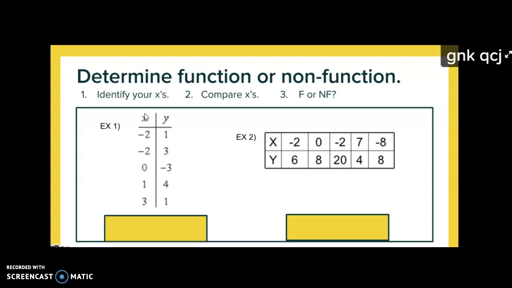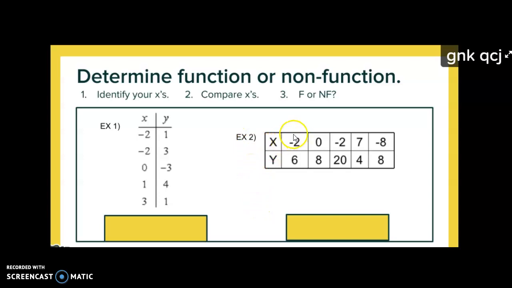We're going to compare those x's. We're going to be looking for repeats. So I have -2, -2, 0, 1, and 3. I notice -2 and -2 repeat, so example 1 is not a function. Or we call it a non-function.